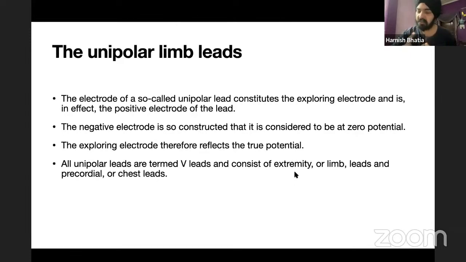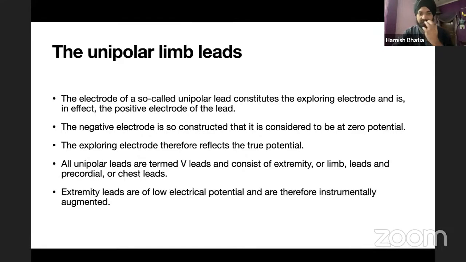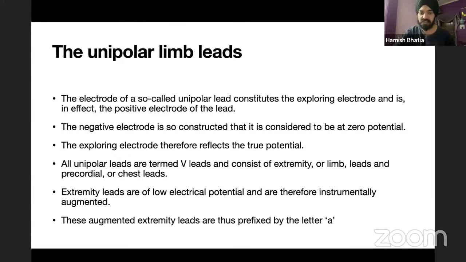So remember, unipolar leads are termed V leads and consist of either extremity leads or limb leads, and precordial leads or chest leads, correct? But extremity leads, we know, are of low electrical potential. We have already seen that. Therefore, they are instrumentally augmented by the ECG machine. That's why these augmented extremity leads are prefixed by the letter A. So they're called aVR, aVL, and aVF. R for right, L for left, and F for inferior, because it's down in the leg, right? So that's how you get the three limb leads. That's their nomenclature: aVR, aVL, and aVF. I hope you have understood the nomenclature also.